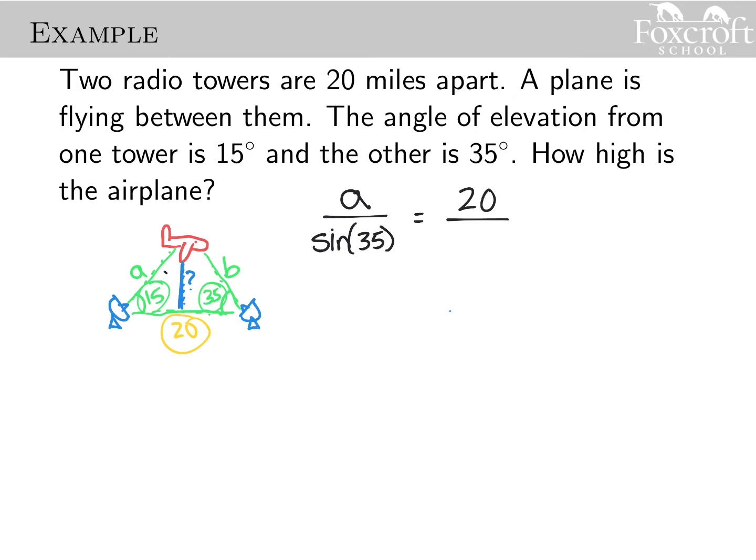And that's across from the angle that this triangle makes. We don't know that yet, but we know that the angles of a triangle add up to 180. So that angle has to be, let's see, 15 plus 35 is 50, so that's going to be 130. And then we can use this to figure out what A is, if I just multiply both sides by sine of 35.